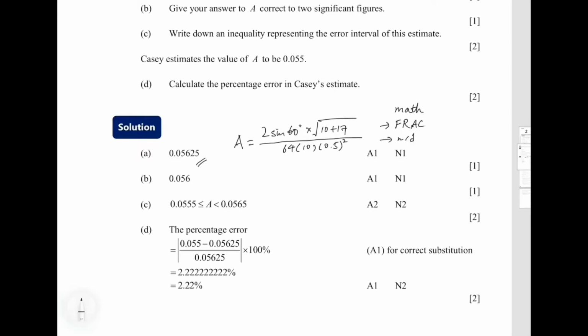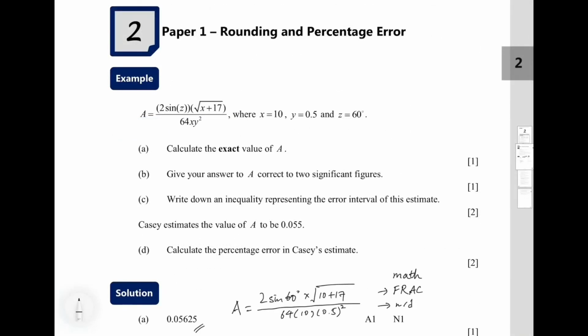Take the GDC TI-84 Plus CE as an example. We can use the math button and then choose FRAC, representing fraction, and then choose the first option, N over D. This gives us a template on our calculator screen so that we can type the numerator and the denominator directly. So our answer in part A would be 0.05625.